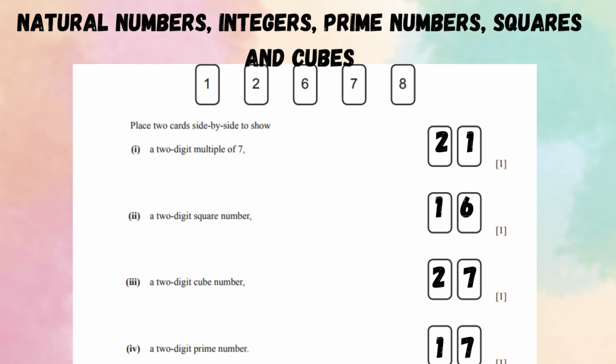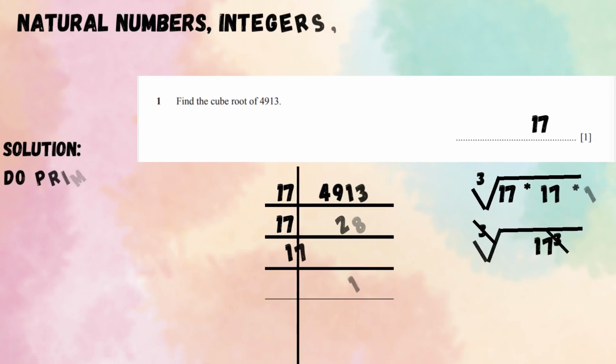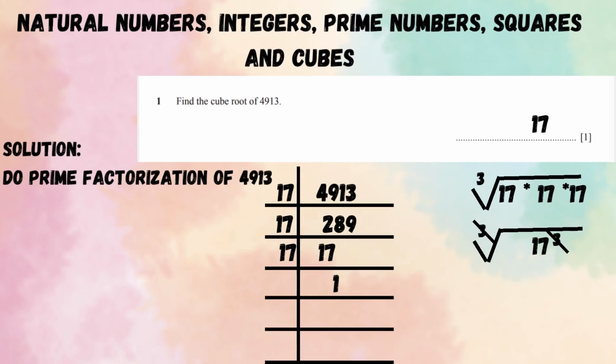To know more about prime numbers, click on the link in description. The answer to this would be 17, since it is the only possible prime number, with the numbers provided. The next question requires us to find the cube root of 4913. To learn more about cubes and cube root, click on the link in the description. With simple prime factorization, we obtain 17 to the power of 3. When we take the cube root of 17 to the power of 3, we obtain 17, which is the cube root of 4913.